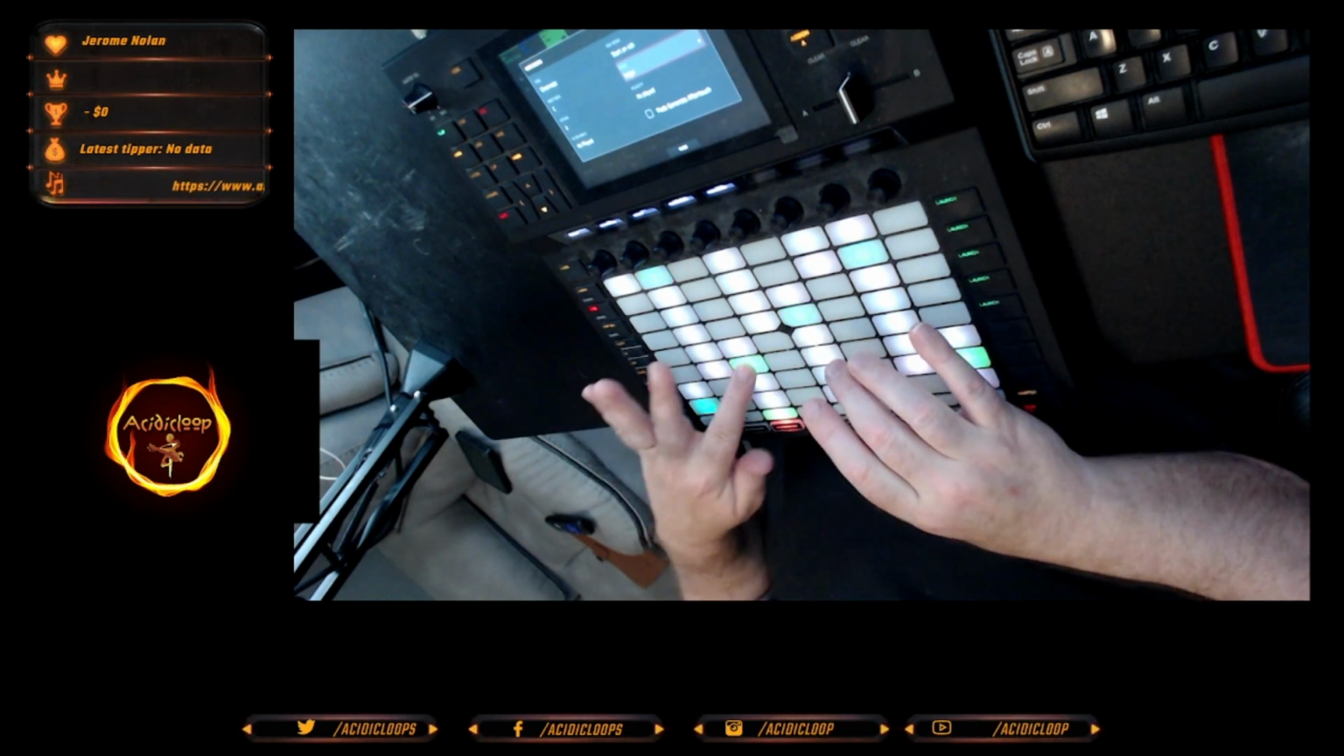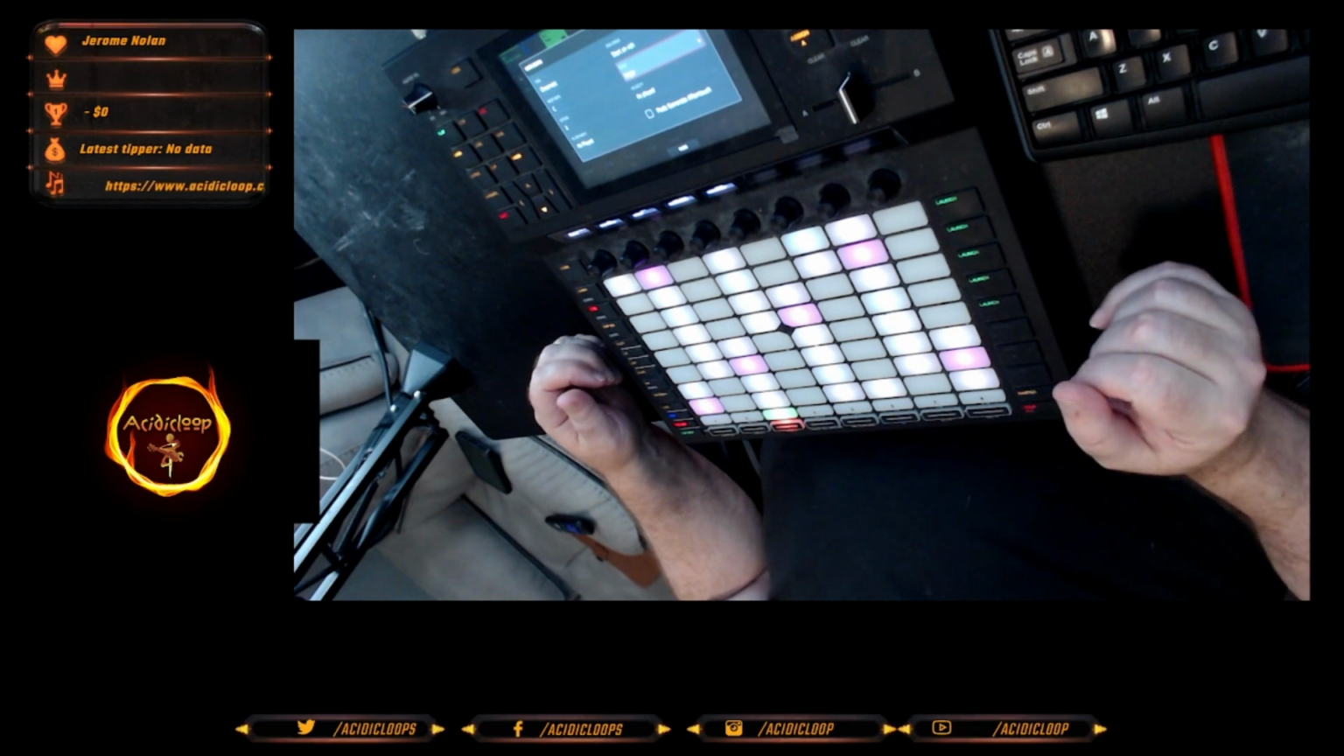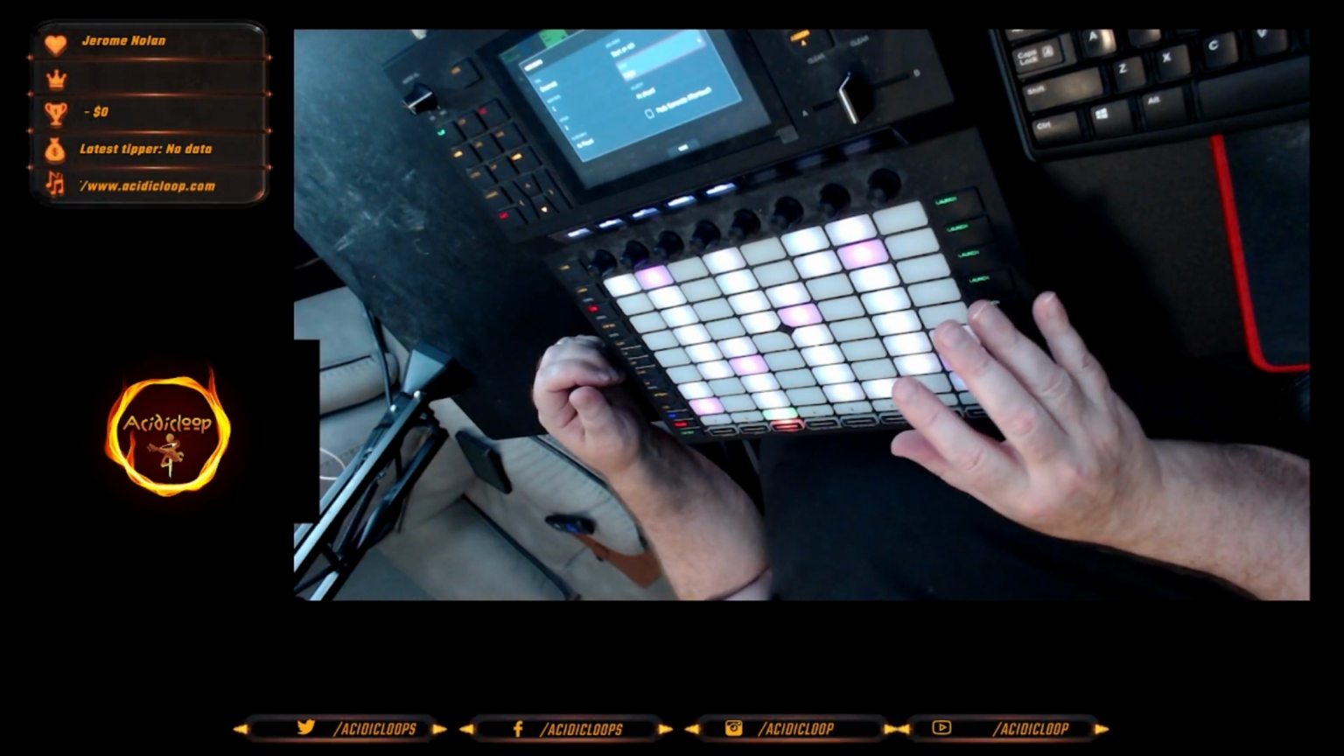So in this case, C is here. C is also there. It's what they call an octave. And you can think of it as a numbered system.